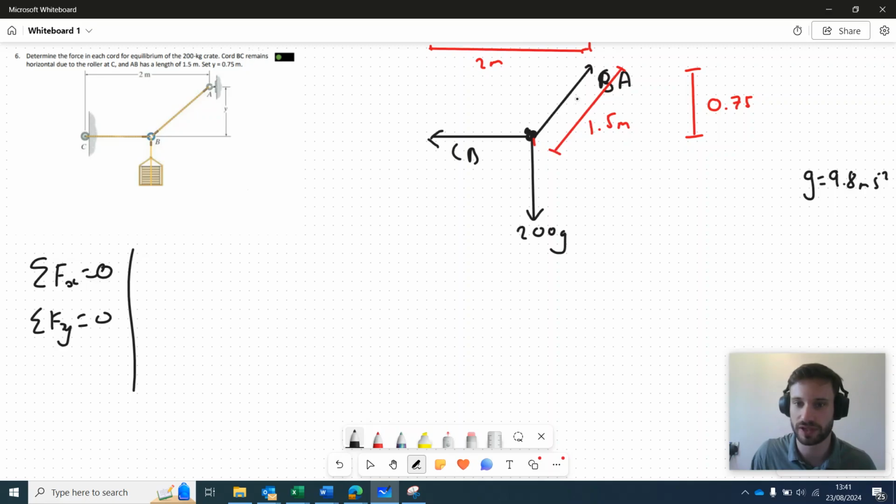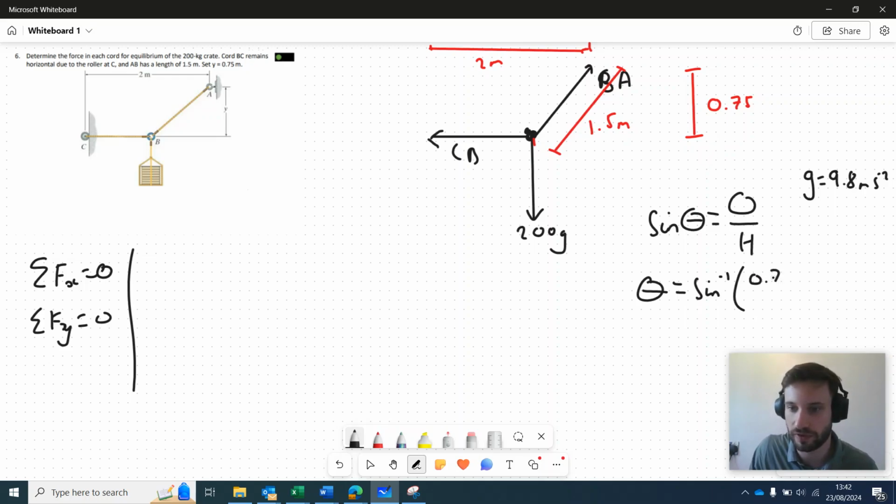This 1.5 meters I can treat as my hypotenuse. This 0.75 I can treat as my opposite. Opposite and hypotenuse sounds like we need sine, where sine of an angle is equal to the opposite over the hypotenuse. If I take the inverse sine of both sides here, then that leaves me with the angle being equal to the inverse sine of the opposite over the hypotenuse. The opposite is 0.75, the hypotenuse is 1.5, so let's just write this all in. And when I type that into my calculator, I get 30 degrees. So let's add that to my diagram, because why not?